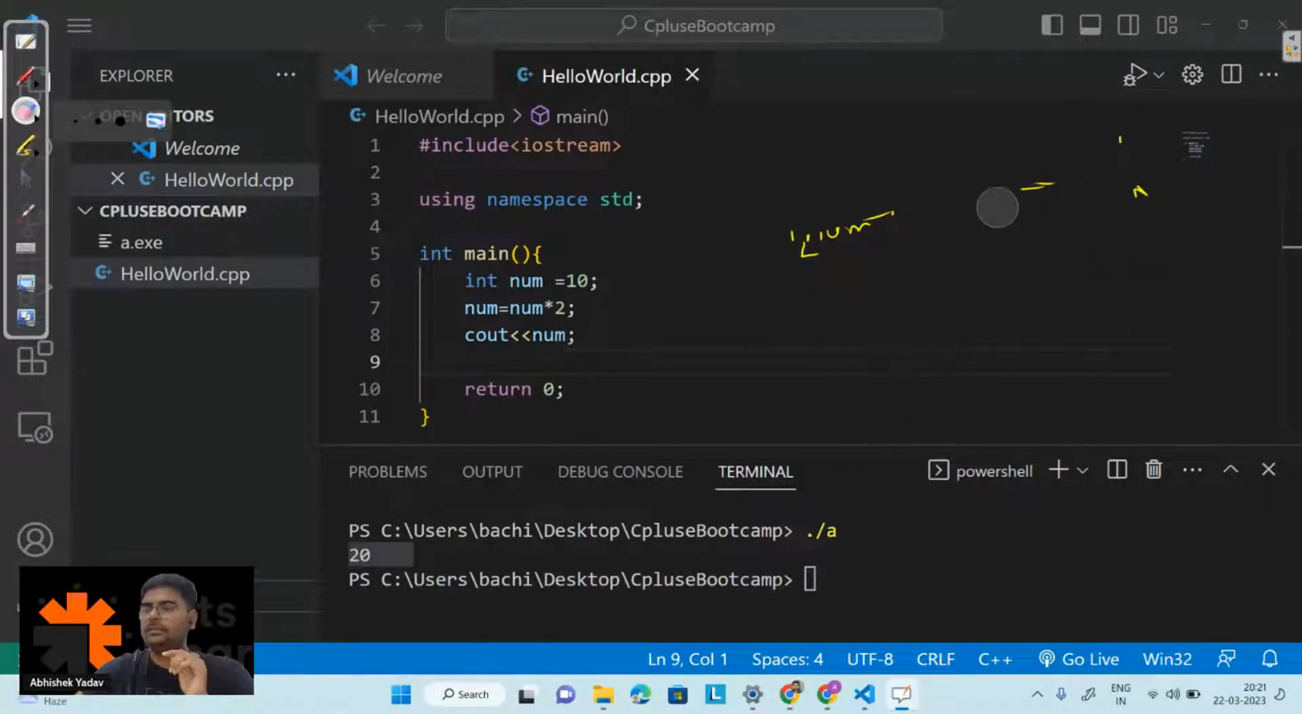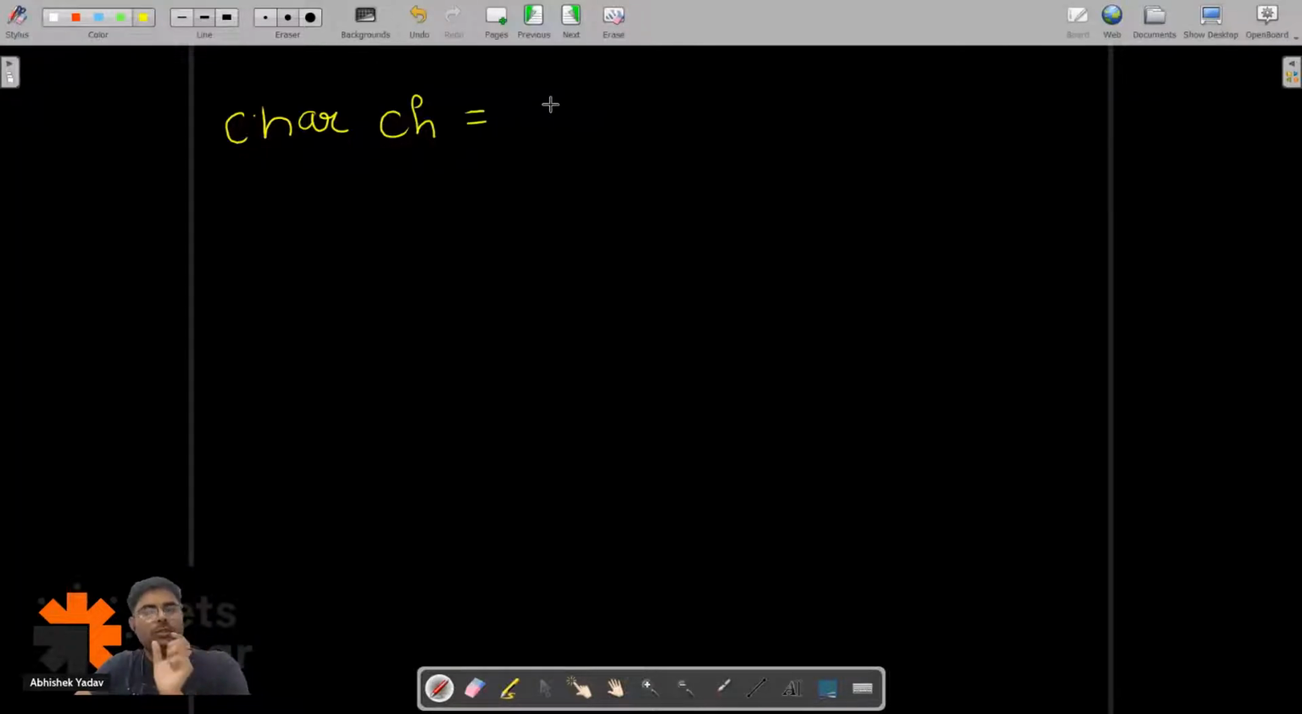So now let's move to the next data type. We have to store a character. We know how we can store the integer part, so now I have to store a character. For character, I have to use the data type char. After that I have to write the name of the variable, and to store the character data, I have to use single quotes.